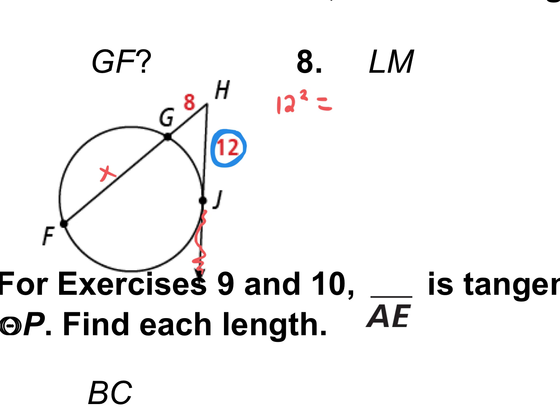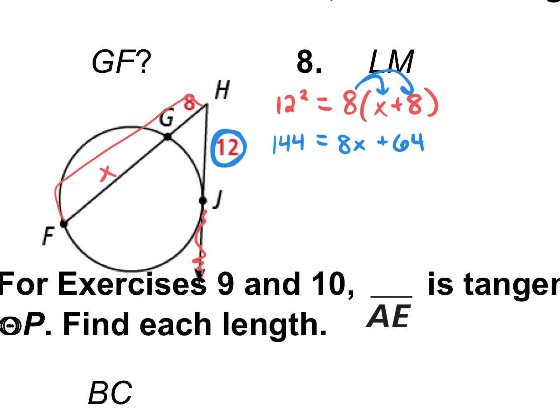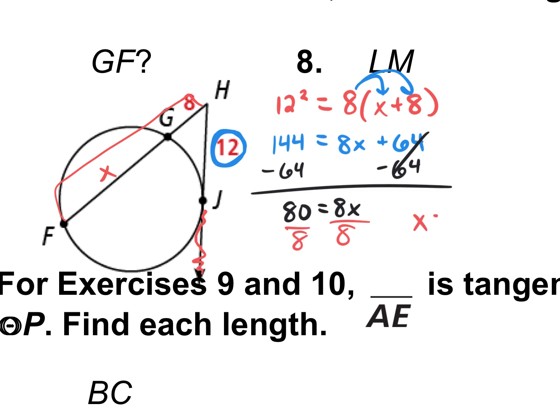Close. We want to account for the outside. So the outside piece is 8. What I mean by outside is outside the circle. And then multiply that by the total. Total of this would be x plus 8. And then algebra, what's 12 squared? 144. What do I do with this 8 here? Distribute 8 times x. 8x, 8 times 8. 64. Next. Subtract 64. So we get 80 equals 8x. Next. Divide. We get x equals 10.